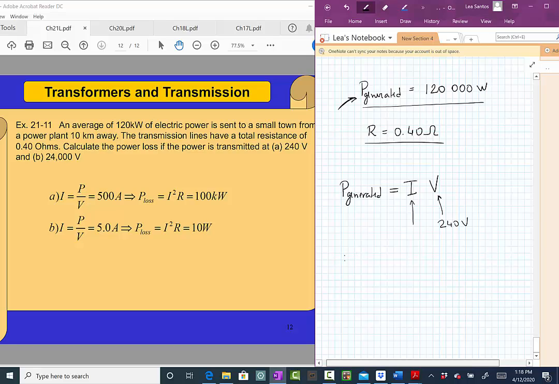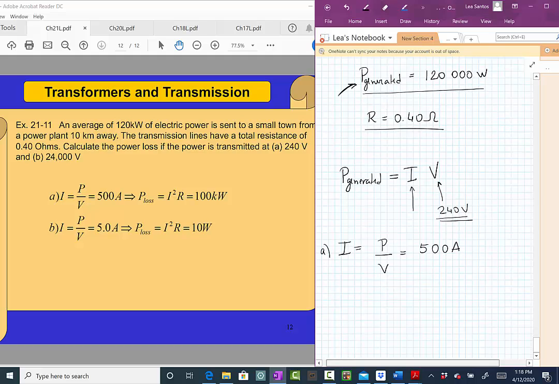Well, we can use this equation. The current is going to be the power over the voltage. So that's what you're seeing here. The power generated doesn't change, but the voltage we have control over by using a transformer. So if the voltage is just 240, if you put this here, you're going to get that the current is 500 amps. So this is part A. For 240 volts, the current is 500 amps.